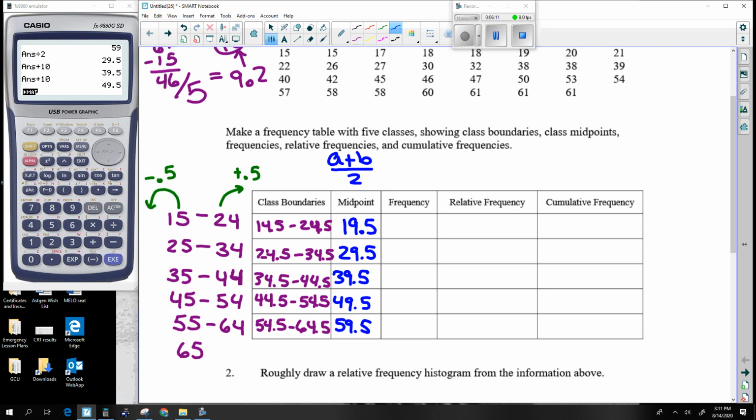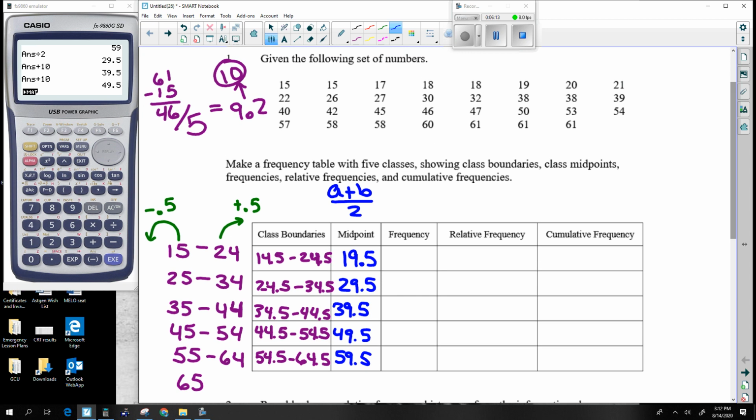Frequency. Frequency is just physically counting. How many numbers belong to the first category of 15 to 24? So what I do is I go to my number list up top, and I count up all of the numbers that are between 15 and 24. So I have 1, 2, 3, 4, 5, 6, 7, 8, 9. So that is a frequency of 9.